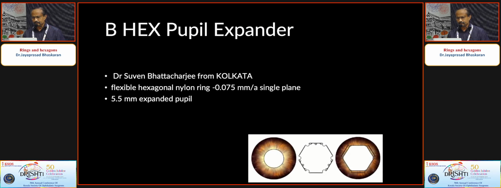The BX ring, as you know, is from Dr. Suvan Bhattacharya, my friend from Calcutta. We were together at Jimma, 20 years back, 25 years to be precise. This ring is actually a thin nylon ring. It's very difficult to see, almost like a hair, less than 0.1 millimeter. It's very light, so it floats. And the overall size that you will achieve with this is a stable 5.5 expanded pupil.